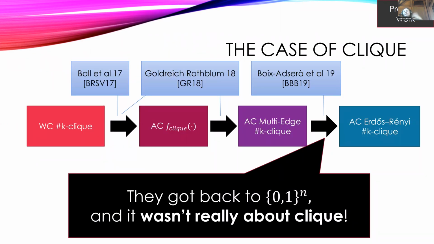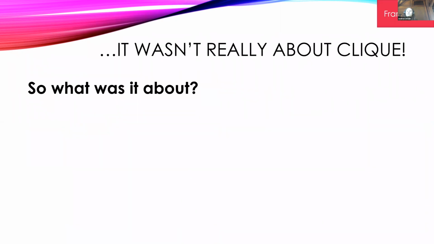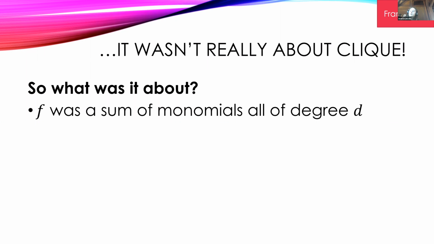All right, so I'm claiming this wasn't really about clique. What was it about? Well, we used the fact that f was the sum of monomials, which were all of degree exactly d, and that it was d-partite in the sense, we're not going to be talking about graphs in general. But what I want is that I can split the original variables that are going into my function into d groups, such that every single monomial has exactly one variable from each of these groups.